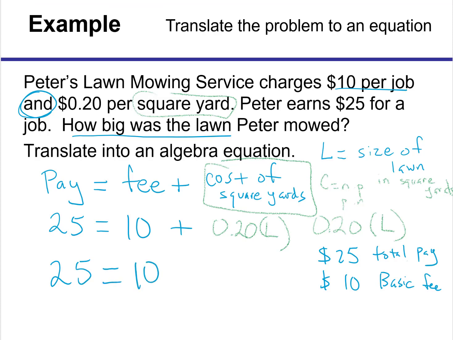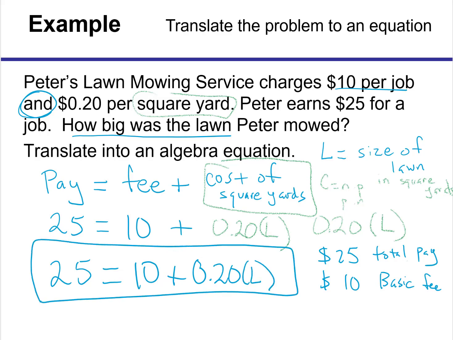25 equals 10 plus 0.20 times L. There it is. That equation will help us solve that word problem. We'll talk about solving later, but right now our whole focus and concentration is how do we translate words into algebra. Hope that was helpful.